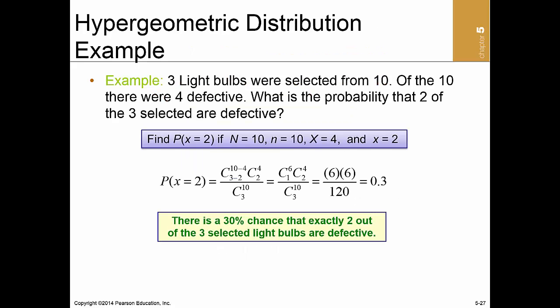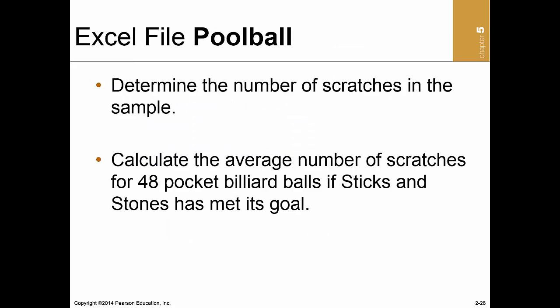We can use the equation to determine the probability that 2 of the 3 selected light bulbs are defective. Here the sample and population size are both 10. The number of successes in the population is 4, and the number of successes in the sample is 2. We see that there's a 30% chance that 2 out of the 3 selected light bulbs are defective. Now go ahead and open Excel file poolball and answer the following questions.